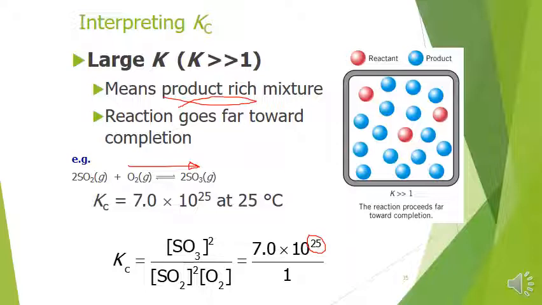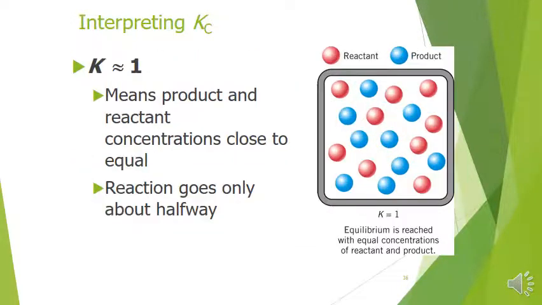And again, you can think of it as there's this much product to this much reactant. If you look at these numbers, this basically says there are 10 to the 26 products for every one reactant. So you could hardly even tell that there will be any reactants when you're all done. But there still will be if you're at equilibrium. Okay, if K is close to 1, you're near equilibrium.